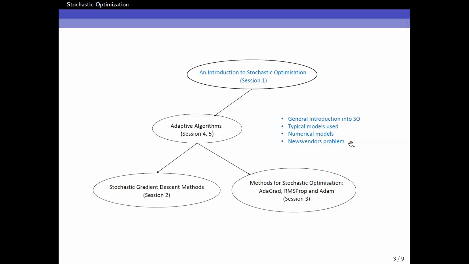And one example we have talked about in more detail was the news windows problem, which is one example of a stochastic program that has a closed form solution.